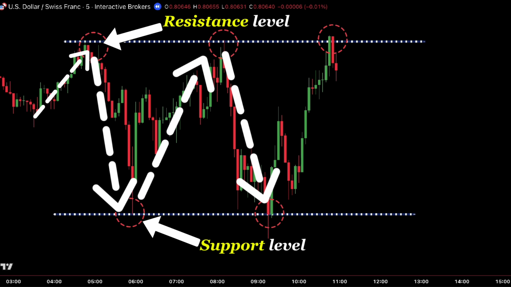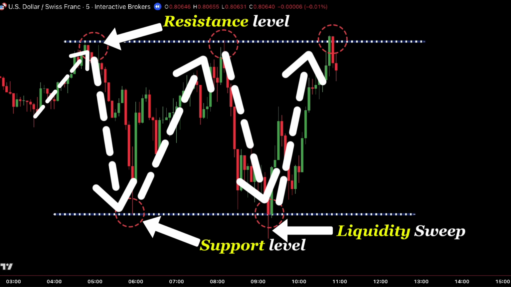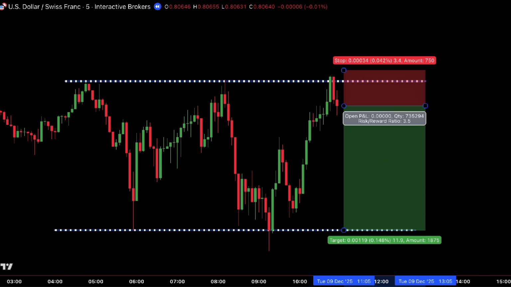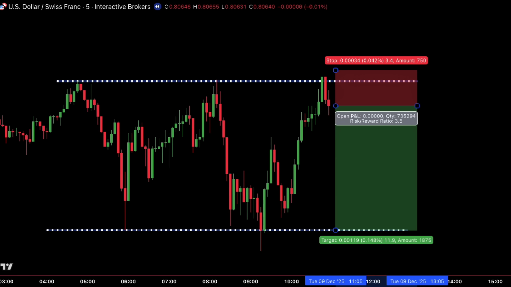Then, when price returns to the support level, it breaks below it but quickly closes back above, creating what we call a liquidity sweep. After that, the market moves higher, exactly as expected. Now, when price reaches the resistance level again, it breaks above it but then closes back below, forming another clear liquidity sweep. At this point, you might think, alright, this looks like a great opportunity to short the market. Price should go down and revisit the support level, so you place your entry, your stop loss, and your target, and you wait.